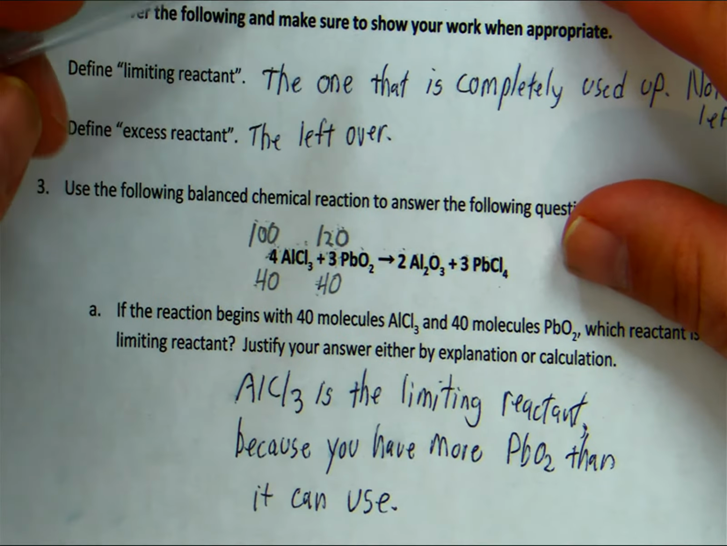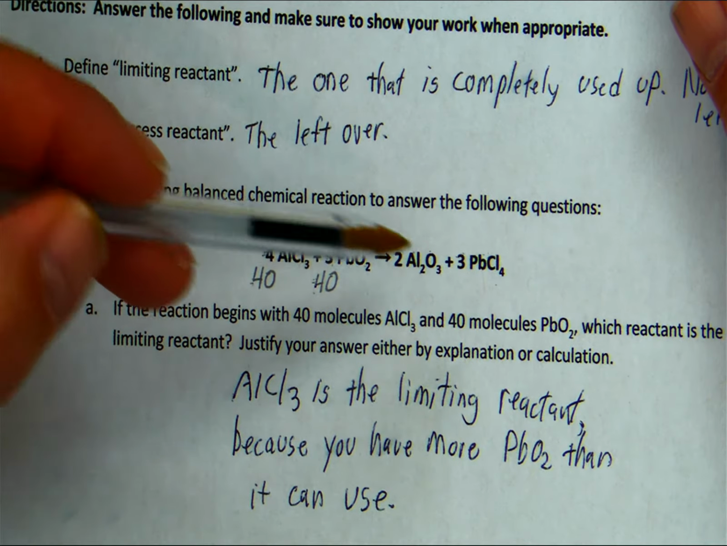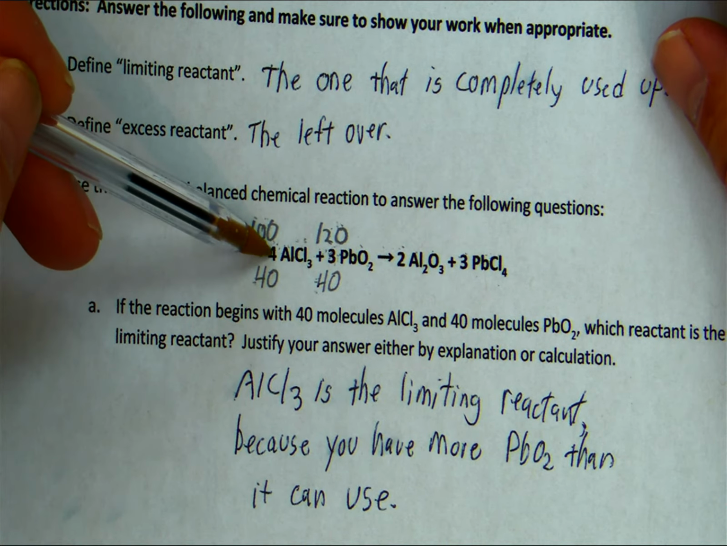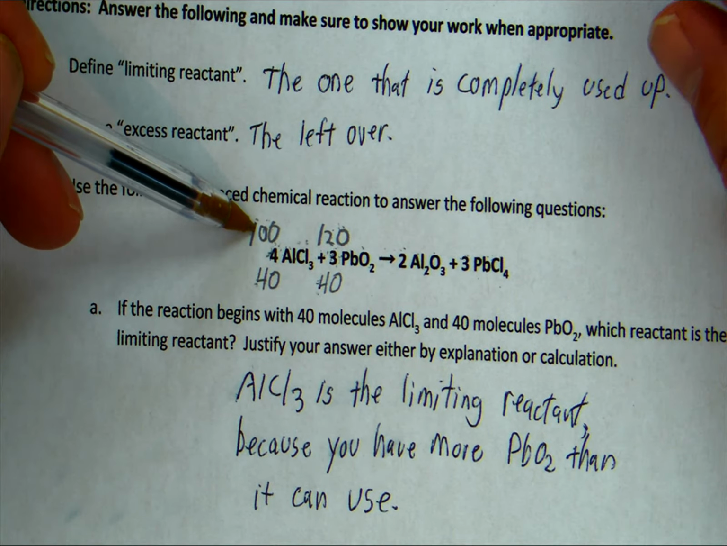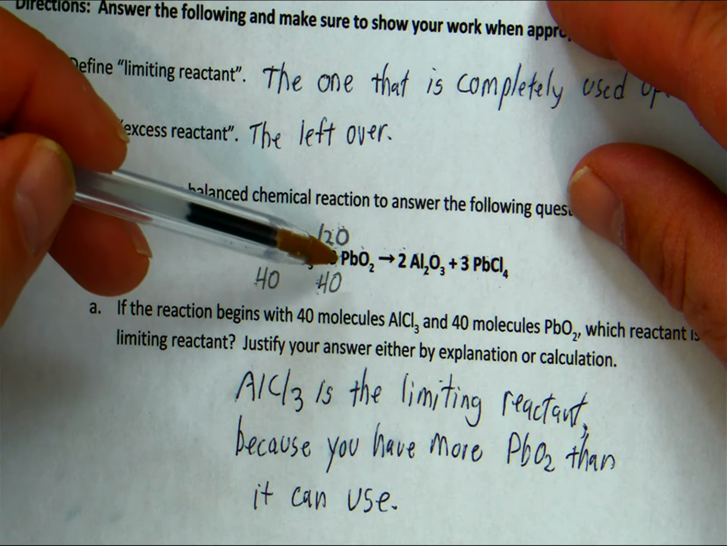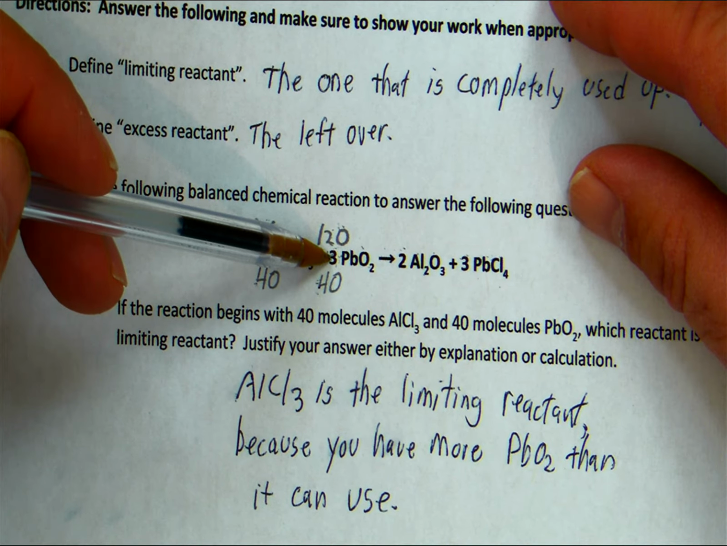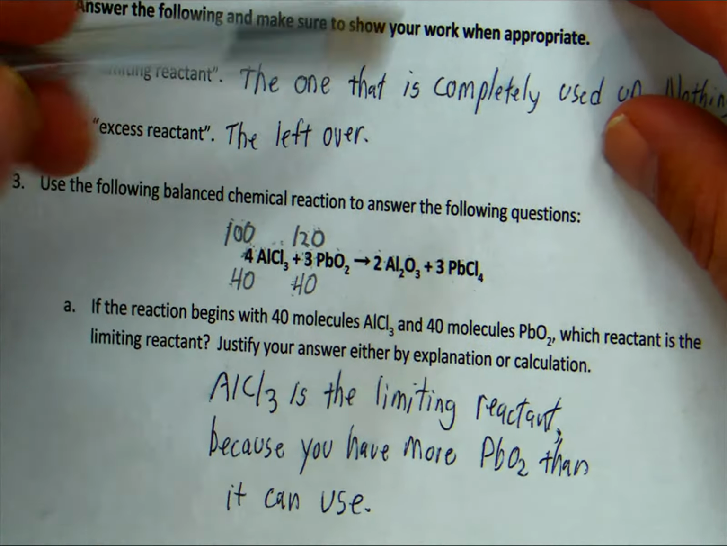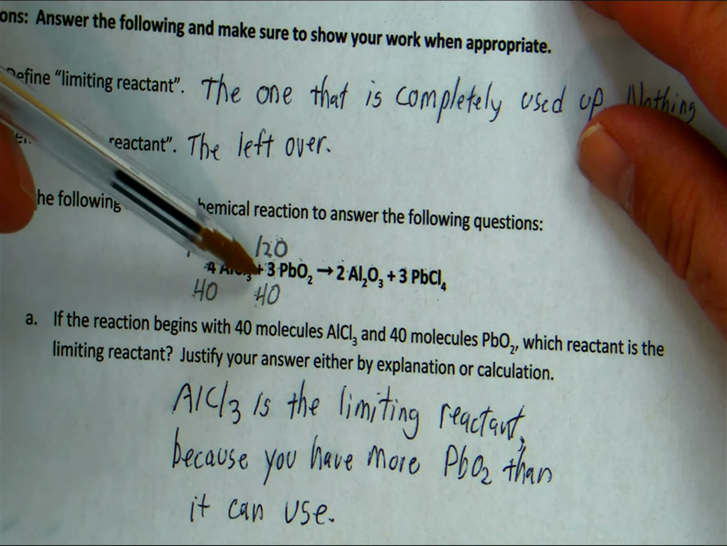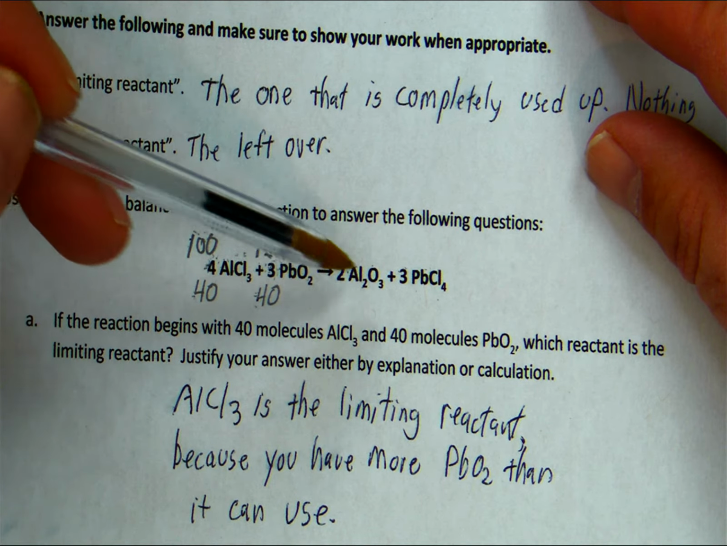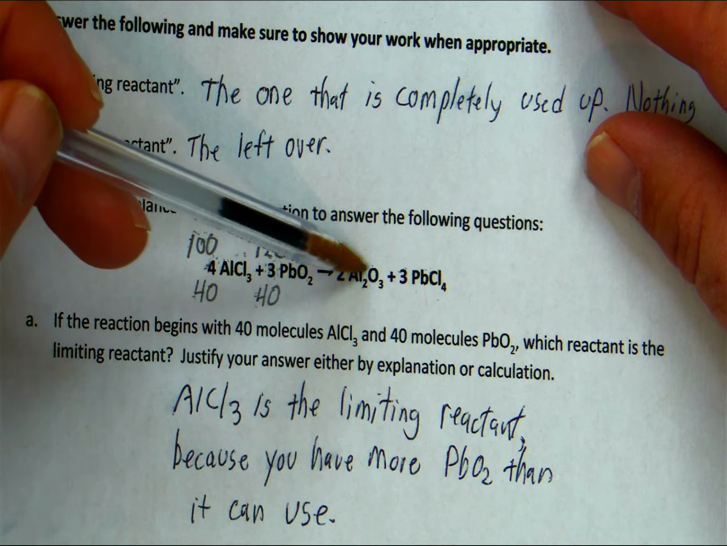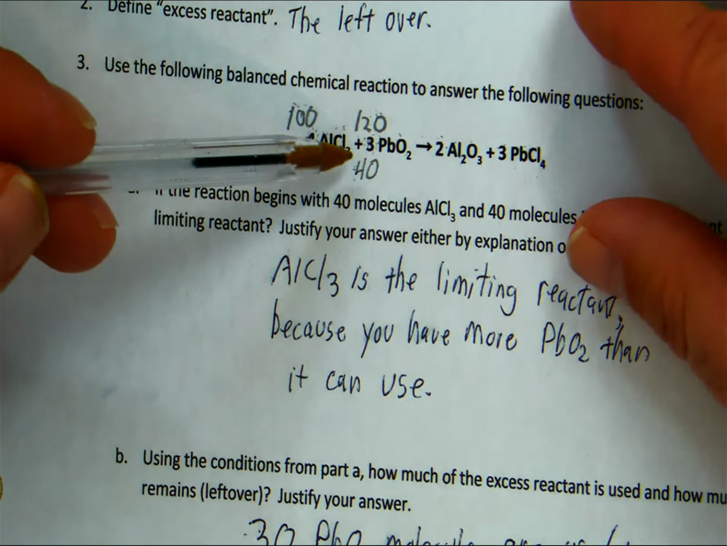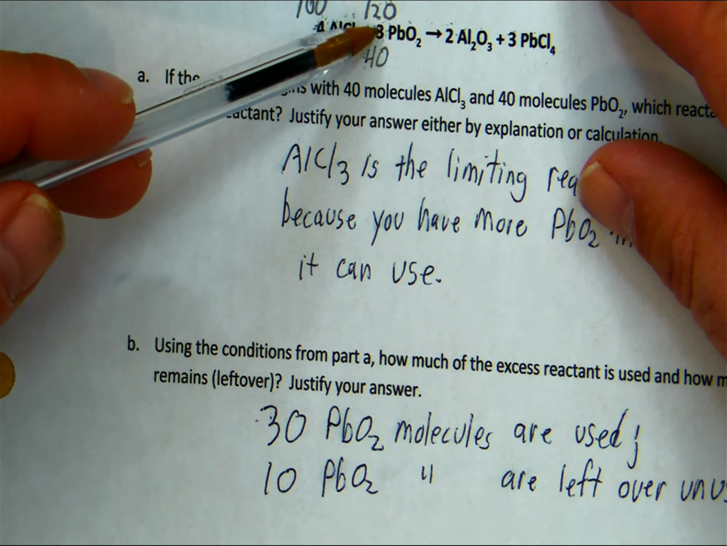Wow, so I can only use 25 times my original values. My original value for the aluminum chloride was 4. 25 times 4 is 100. I'm going to use all of them. I can only use 25 times of the other reactant, and I'm only going to make 25 times of each original product value. So that means 100 plus 75 is going to yield 50 plus 75. Yikes. So I'm going to use 75 lead 4 chlorides.